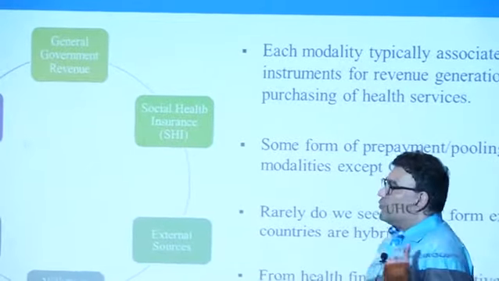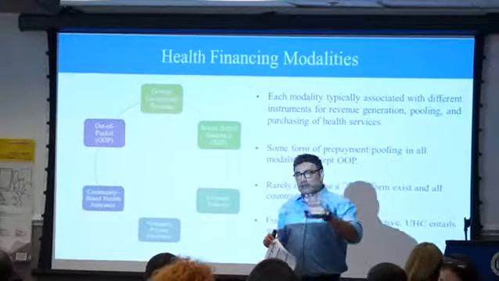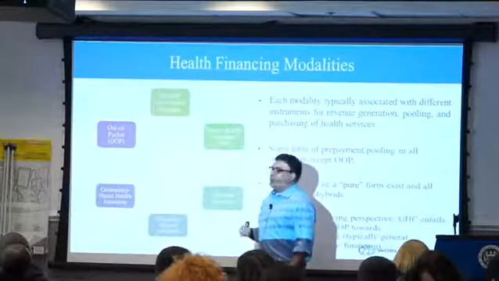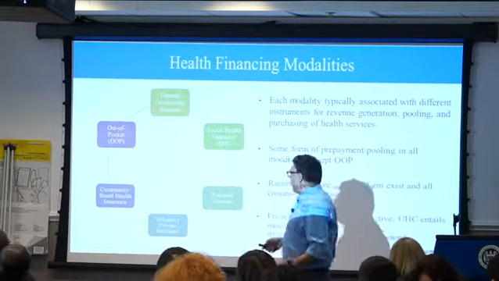So basically, to introduce you to the different health financing modalities, we've already talked about some of these, but there are sort of 6 big buckets in terms of thinking about health financing modalities. These are modalities where revenues are raised in a certain way, prepayment pooling is done in a certain way, and often even purchasing is done in a certain way. So we won't focus on the purchasing function, and we'll just go through each of these to better understand when we say general government revenue financing, what do we mean? When we say social health insurance, what do we mean? And so on and so forth.